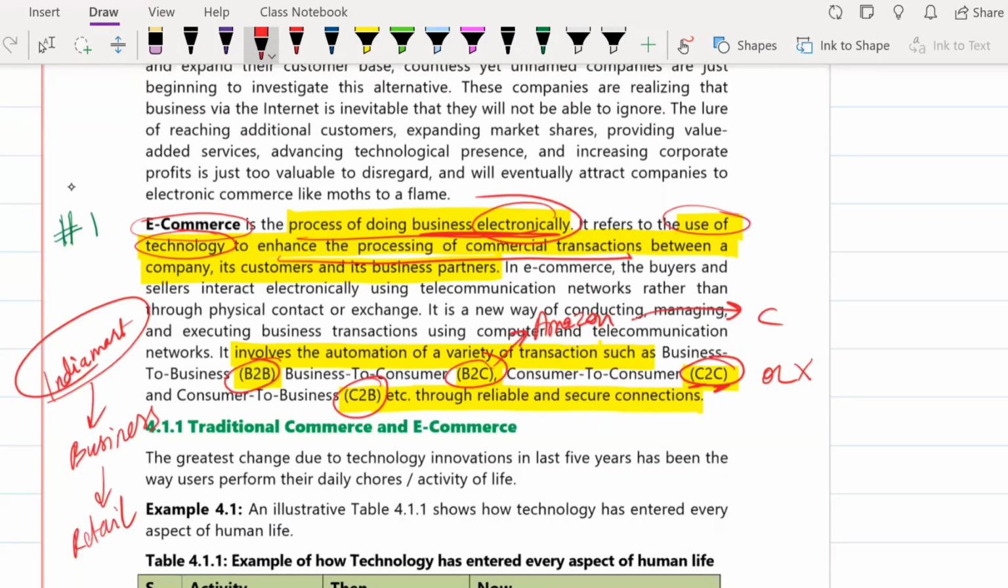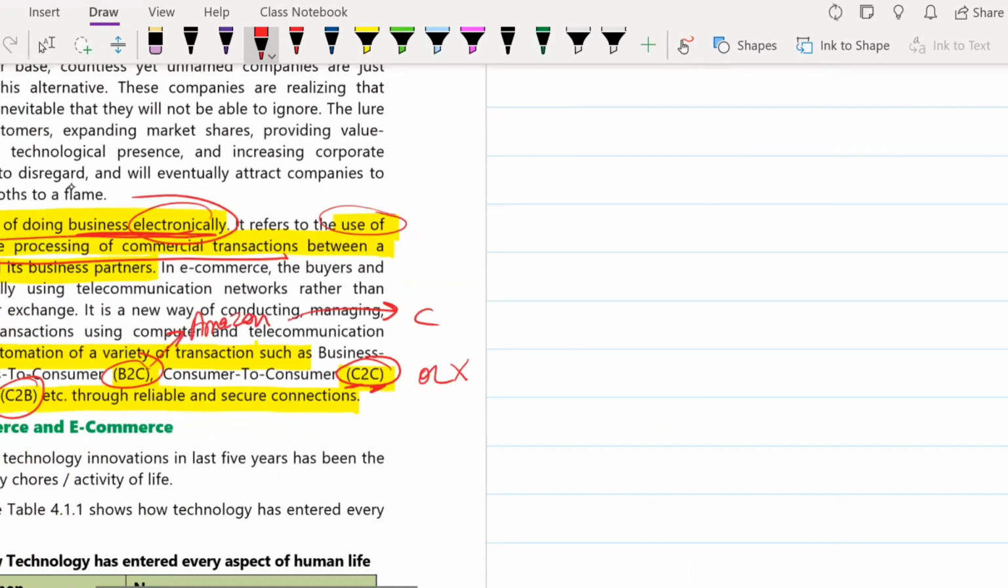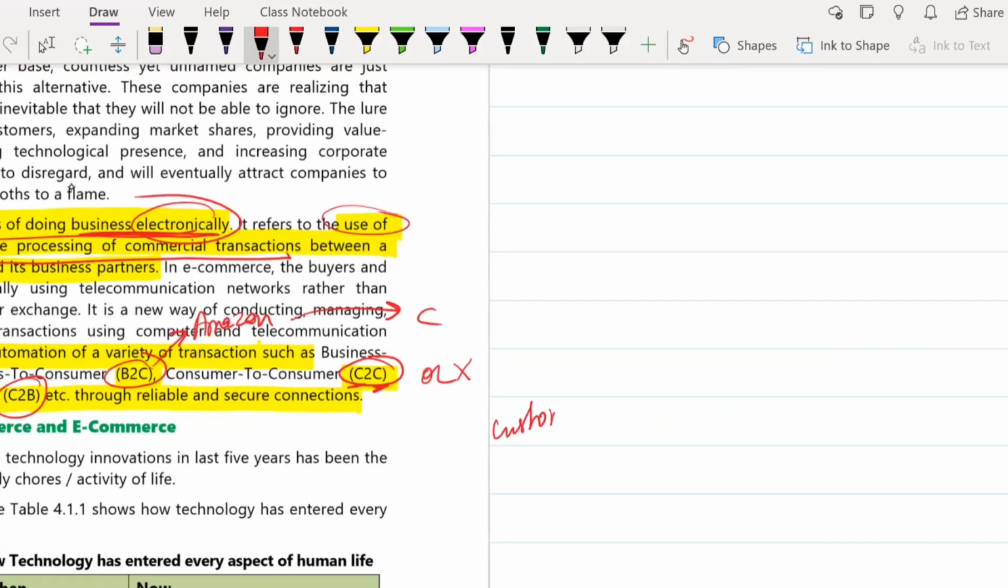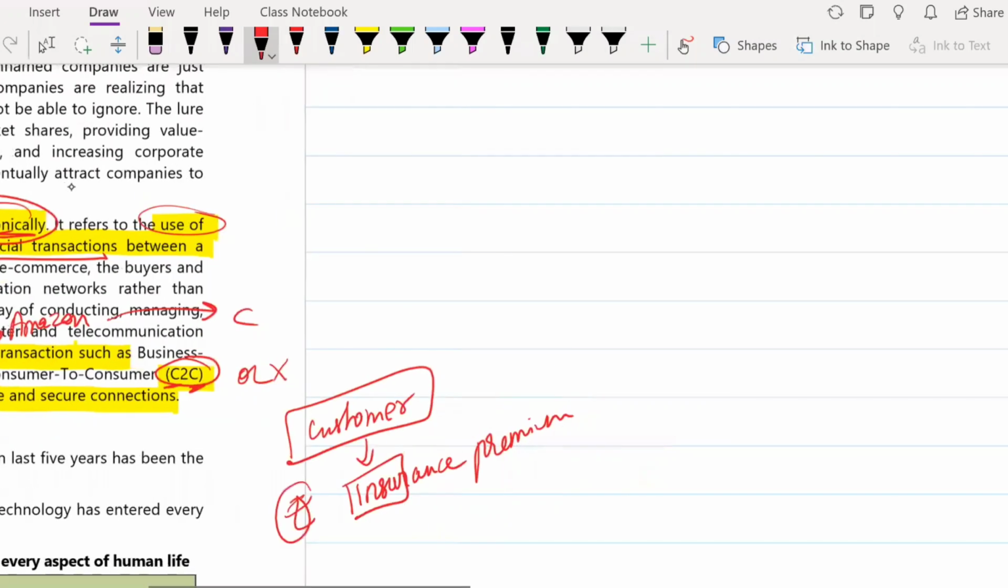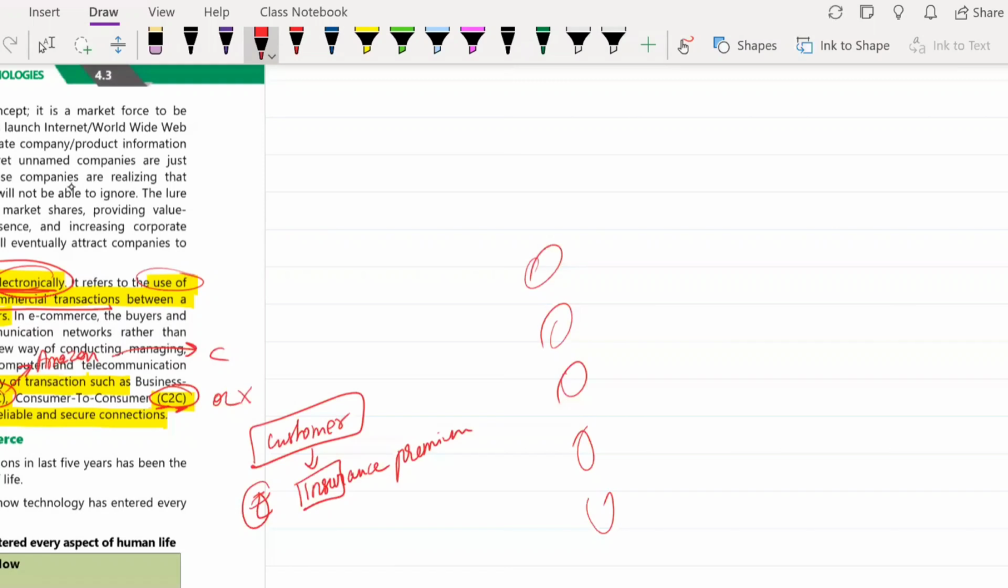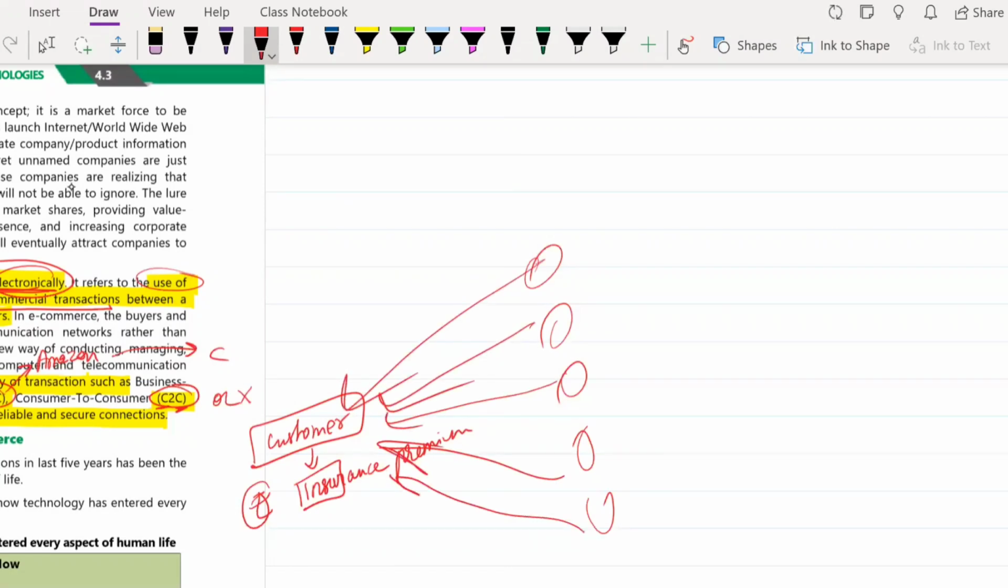A customer to business transaction example would be this: nowadays, you would have heard that a customer can himself set the price at which he wants to take insurance, or the insurance premium he wants to pay. So the customer will set a price, and different service providers or insurance providers will approach the customer and give their quotations. Whichever the consumer likes, he can choose.